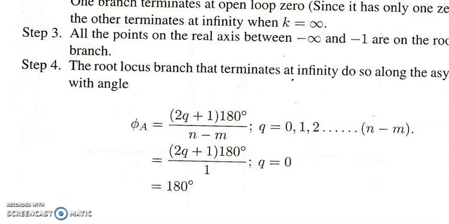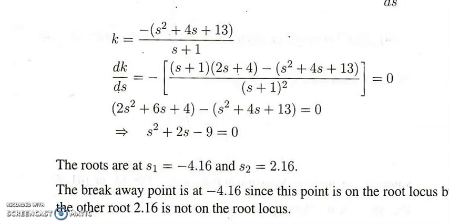The root locus branch that terminates at infinity does so along asymptotes phi a is equal to (2q plus 1) into 180 degrees by (n minus m). What is n minus m in this case? 1. So what you have is only one asymptote which is at 180 degrees.